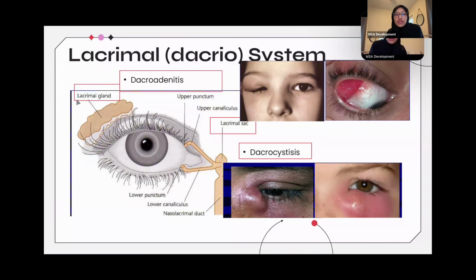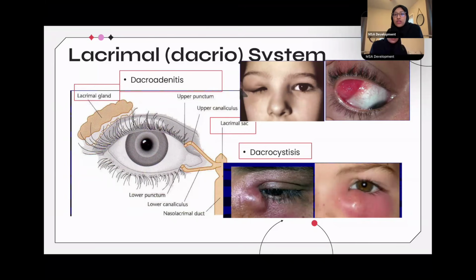So this is the gland, that is the sac. Another name for lacrimal is dacryo. If the gland is affected, we say dacryoadenitis. Adenitis is gland. If the sac is affected, we say dacryocystitis. So cystitis is the sac, adenitis is the gland.